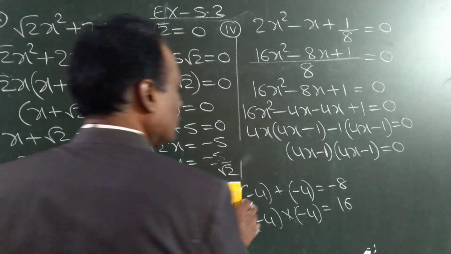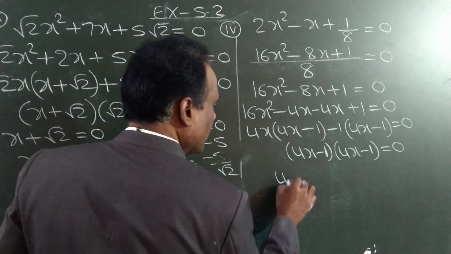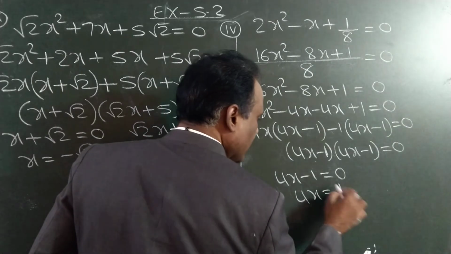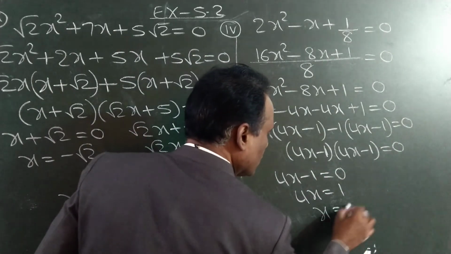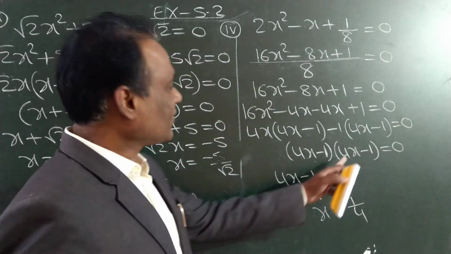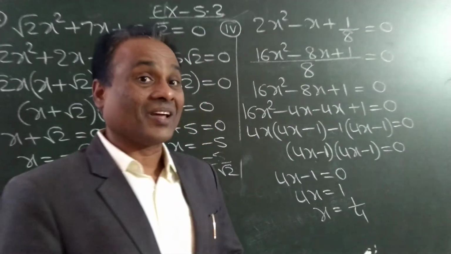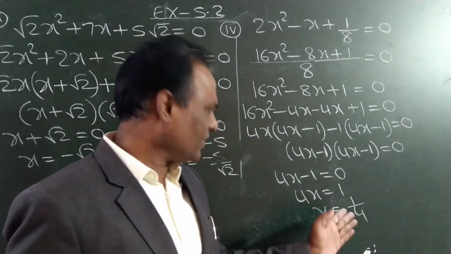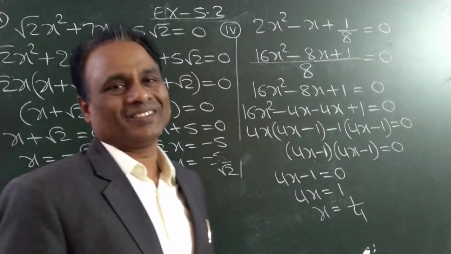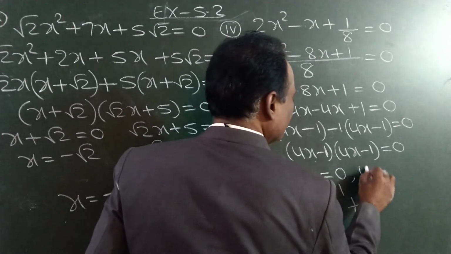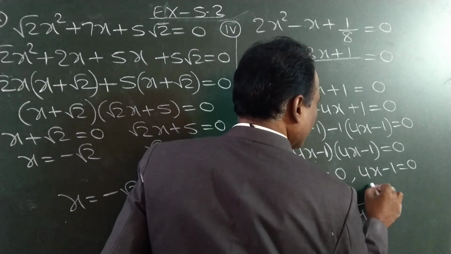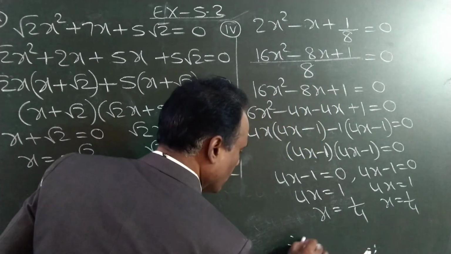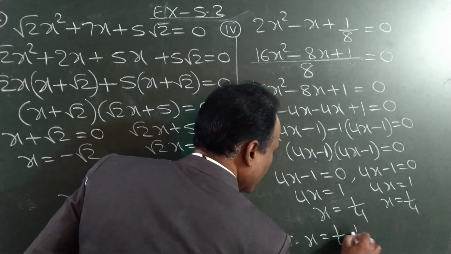So therefore 4x minus 1 is equal to 0. 4x is equal to minus 1, that side plus 1. X is equal to 1 by 4. Same, this also 1 by 4. As I said, sometimes we will get 2 answers, sometimes only 1 answer. That means here also 2 answers, but both are same. So this is also x is equal to 1 by 4. Therefore x is equal to 1 by 4, 1 by 4.